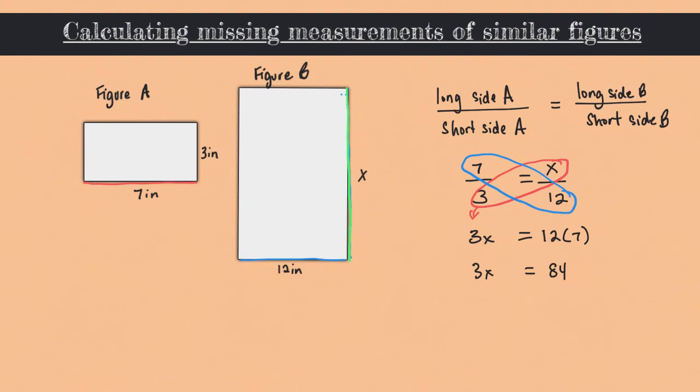Next, we want to, of course, solve for x, our unknown side. So we divide by 3 on both sides because we're trying to get rid of it. And we end up with 3 divided by 3 is 1. 1 times x is x, and that is equal to 84 divided by 3, which is 28. So our missing measurement is 28.